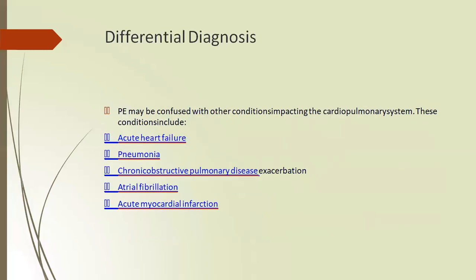Here comes the differential diagnosis. Pulmonary embolism may be confused with other conditions impacting the cardiopulmonary system. These conditions include acute heart failure, pneumonia, chronic obstructive pulmonary disease, atrial fibrillation, and acute myocardial infarction.